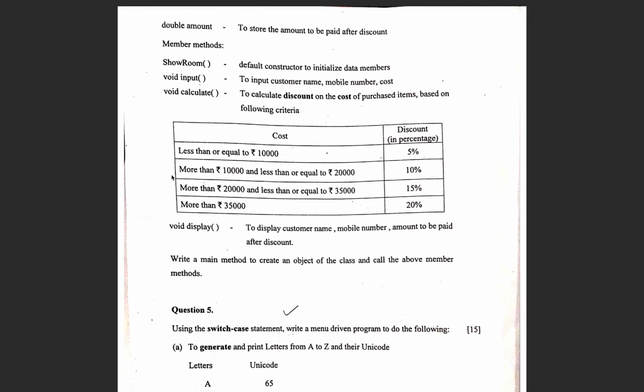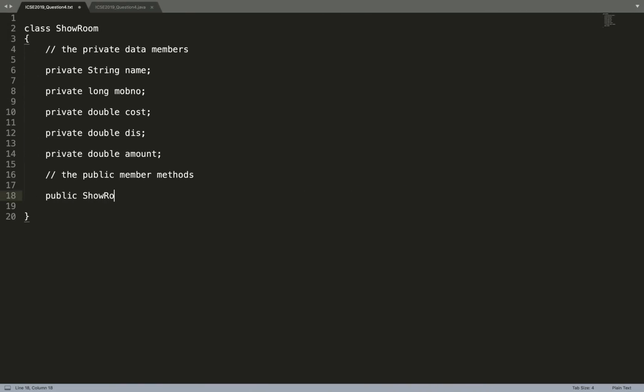So public showroom. This sets all the variables to the default values. So you can set name to blank, mobile number to -1, cost to 0, discount to 0, and amount to 0. Make sure the names of the variables are exactly the same as you have written in the instance member names. Okay, the methods.